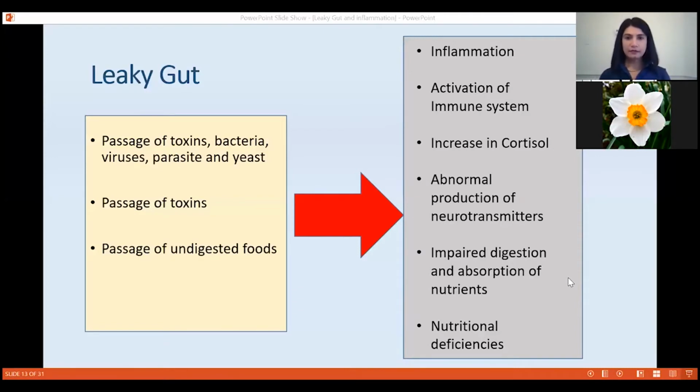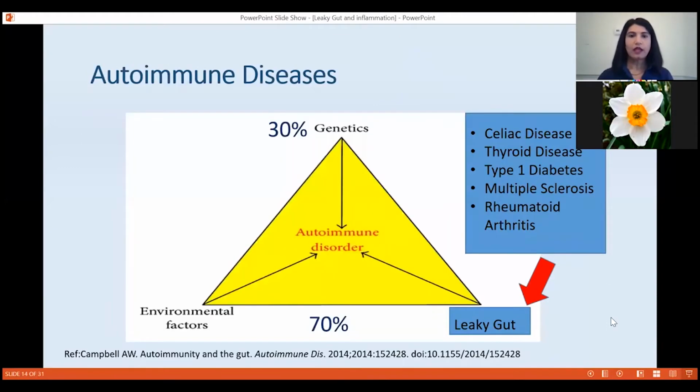So how does leaky gut cause autoimmune diseases? If you look at autoimmune diseases, there are three pillars. The first pillar is genetics. 30% of the people who have autoimmune disease will say that they have a family history of autoimmune disease. But just because you have a family history, it is not necessary that you will get an autoimmune disease, because having genes simply means that you have a loaded gun. Just because you have a loaded gun, it does not mean that the gun is going to fire. Even if you have the genes, you will still need some trigger to allow the firing of the gun.